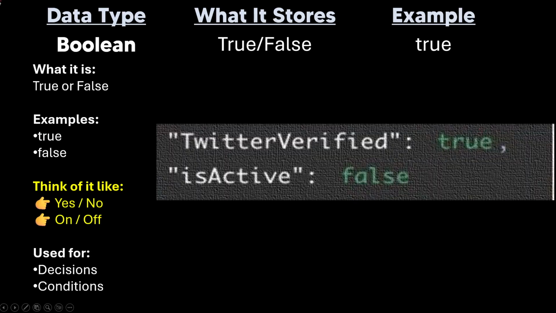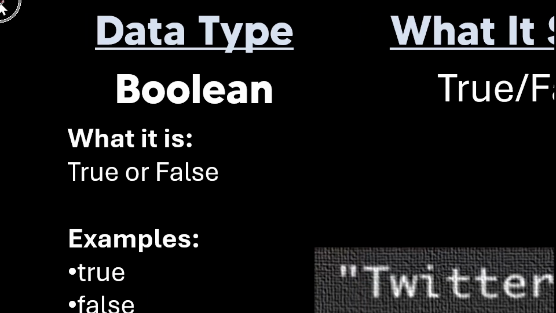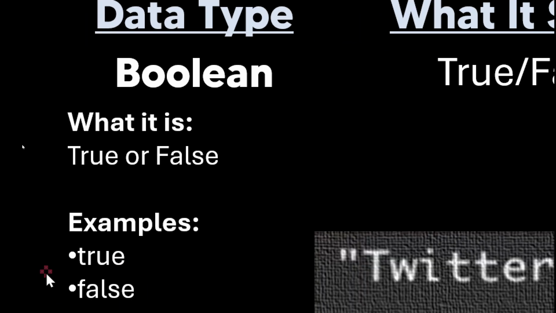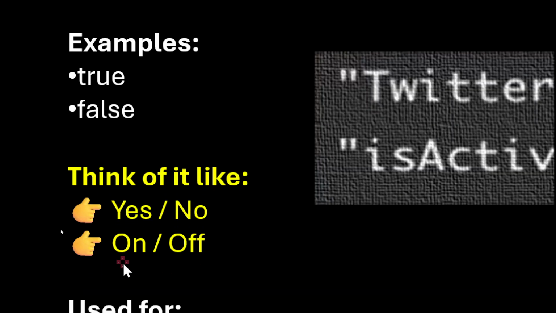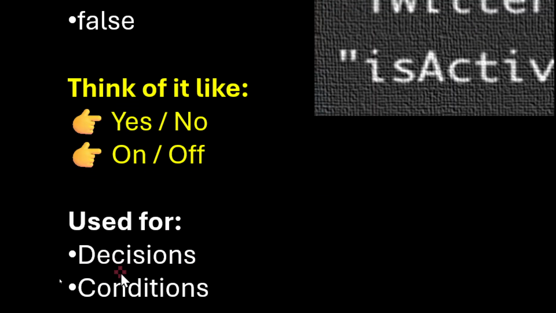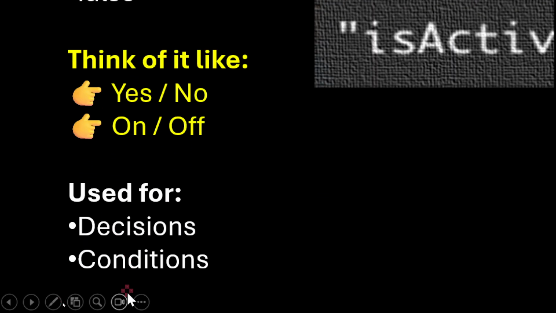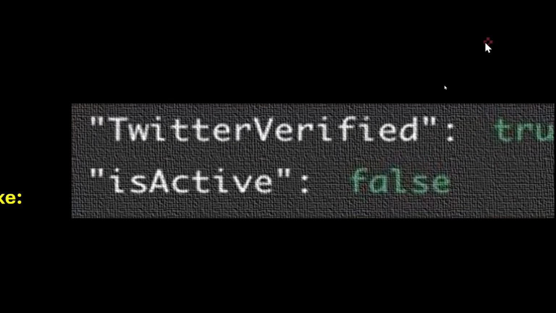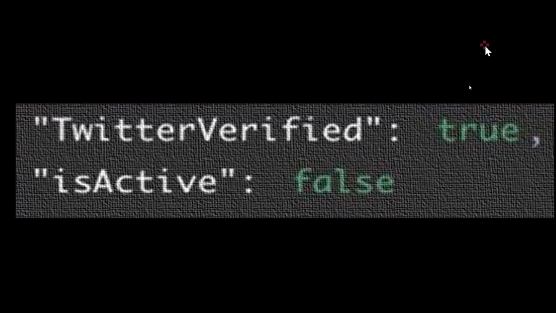And we talked about the third one, which is a boolean. A boolean can be one of two values, true or false. Think of it as saying yes or no, on or off, or ones and zeros like a computer. It's used for making decisions or conditions, just like saying, are you verified on Twitter, on Instagram, or on WhatsApp? It can either be true or it can be false. Are you active? False or true? Mind you, it's not inside double quotes. They are just special values on their own.